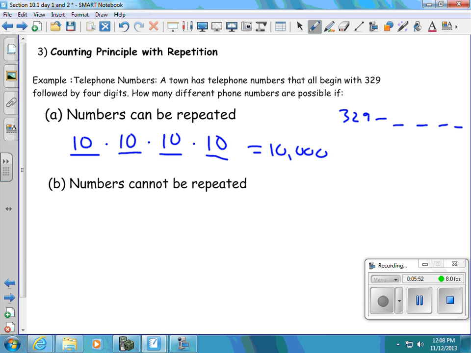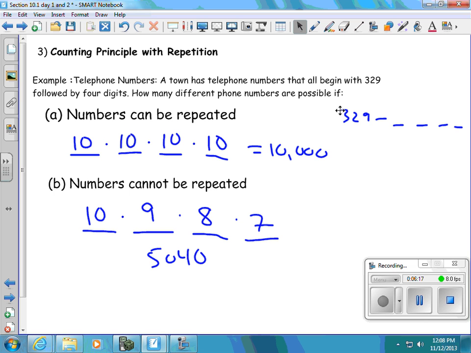If I cannot repeat them, well, I still have 10 for my first choice, but whatever number I picked the first time, if I can't repeat it, I have one less. And for my third choice, I have one less than that. And for my fourth choice, I have one less than that. So it's 10 times 9 times 8 times 7, which is 5,040 numbers.